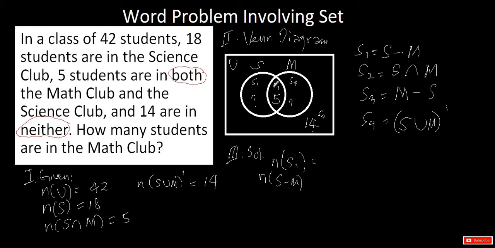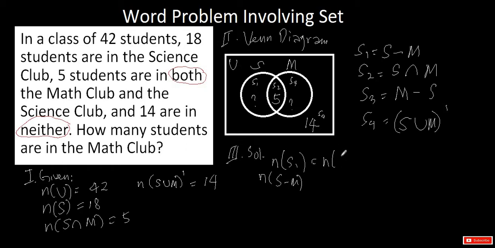Okay, so we know that the cardinality of set S is 18. And we have the cardinality of S sub 2, which is 5. And take note that the cardinality of set S is the sum of the cardinality of S sub 1 and S sub 2. So we have already 5. So what will we add to 5 to get 18? So it is 13. So how will we get this 13 using an equation?